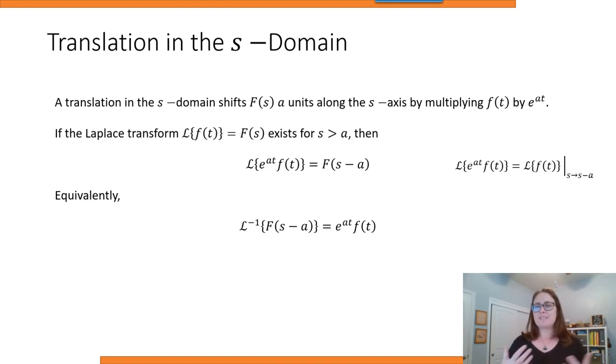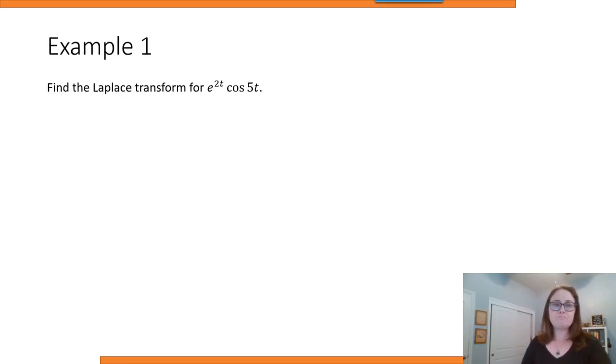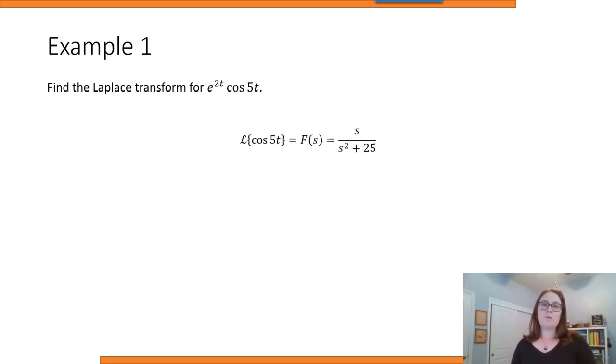So to better understand this, let's look at an example. I want to find the Laplace transform of e to the 2t times cosine of 5t. That e to the 2t is a big warning for me that I'm doing a translation along the s domain of the function cosine of 5t. So I want to start out with finding the Laplace of cosine of 5t, and then I'll translate it using the 2 from the e to the 2t.